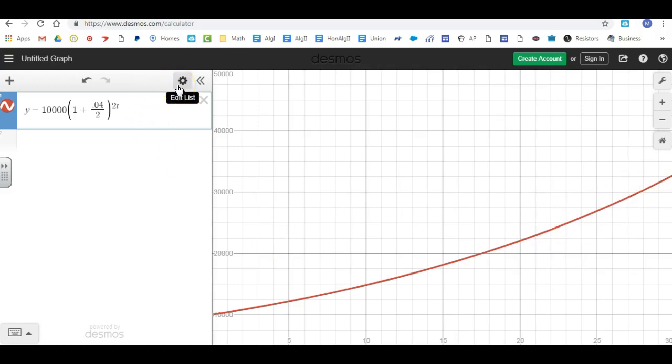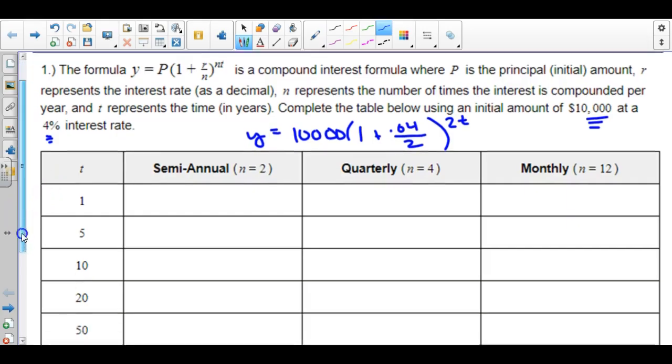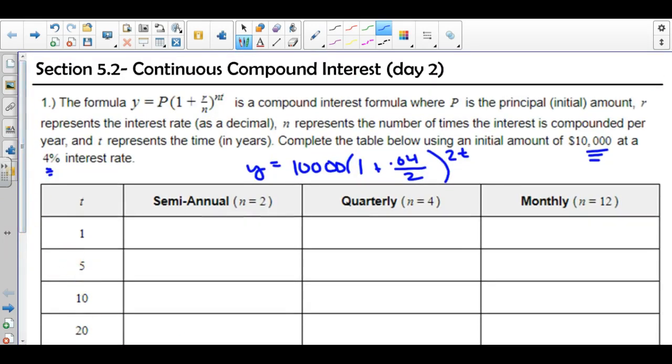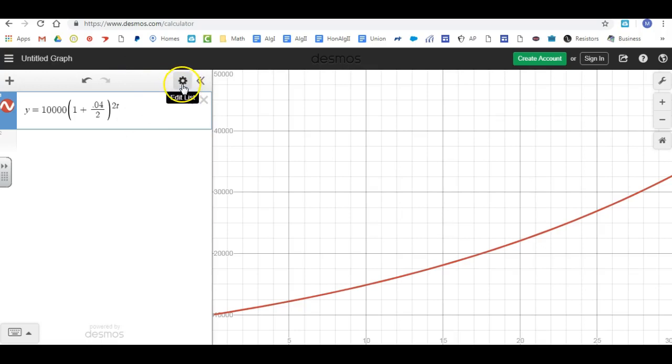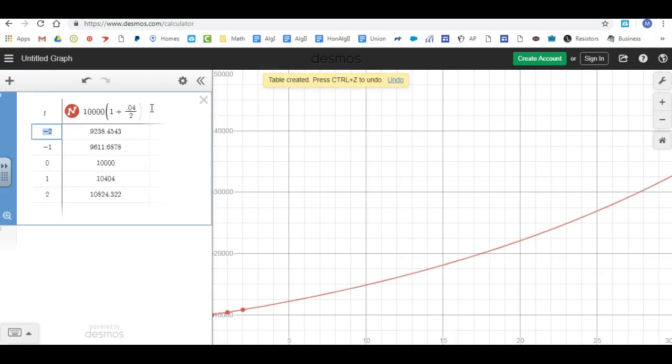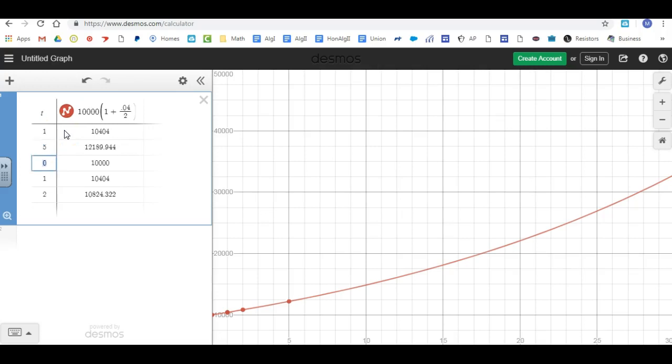If I want to figure out these amounts from the table of values, I bounce back to here. We want to fill in the values for 1, 5, 10, 20, and then all the way out to 50. What I can do is hit this little edit list up top, and right here it has a conversion to a table. Instead of using these values, because that would represent -2 years, -1 year, 0 years, I'm going to enter our values of 1, then hit down arrow, 5, down arrow, 10, 20, and 50. And that's going to give us our values.